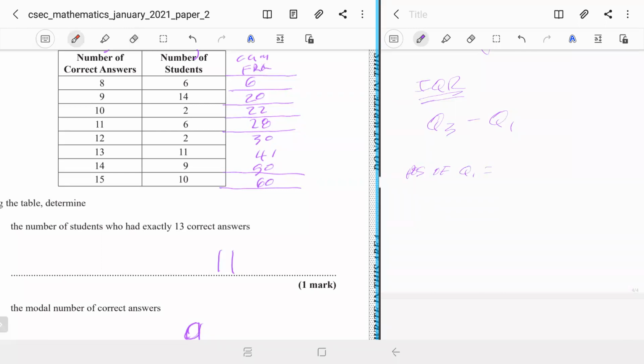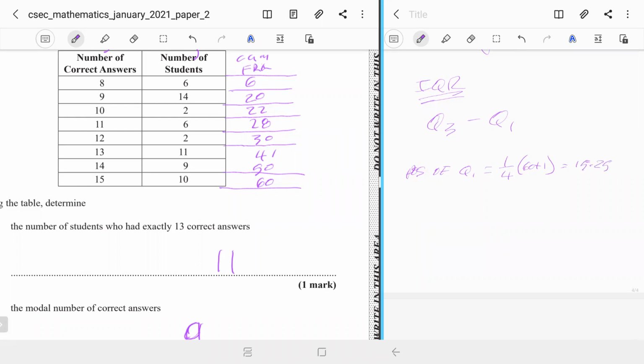One quarter times 60 plus 1. One quarter of the n plus 1 term, and n is 60, right? So a quarter of 61 is what? 15.25.